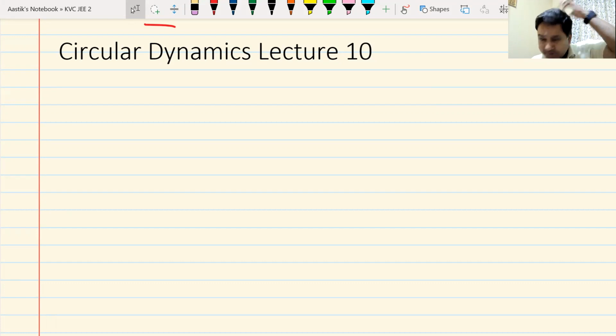I think in the previous class we had finished motion in a horizontal circle, and the last thing that we did was turning of vehicles on road. I hope all of you remember that. How does a vehicle turn on road? It is not the steering wheel that turns it, it is the friction between the tire and the road that turns it. Roads are also kept at an angle. We call it banking, the banking angle.